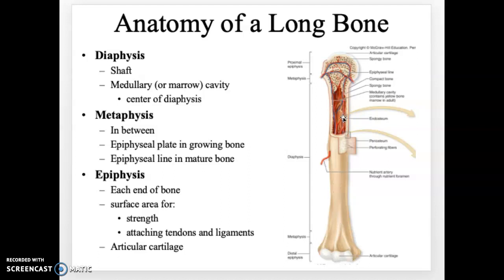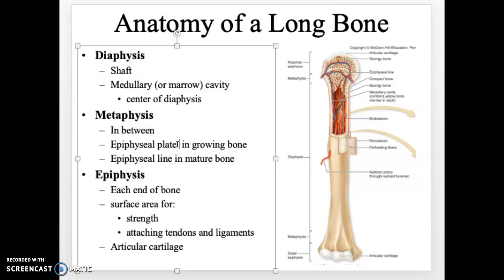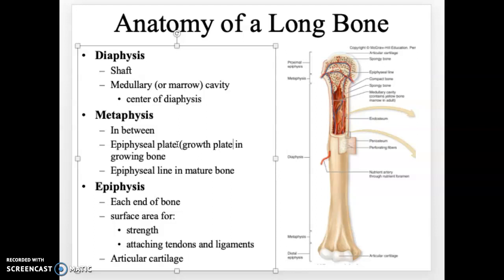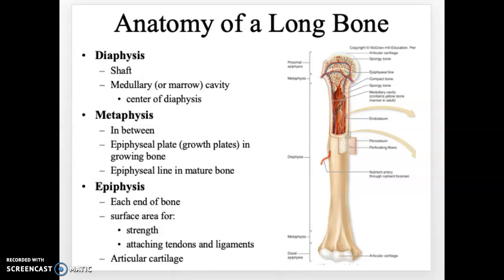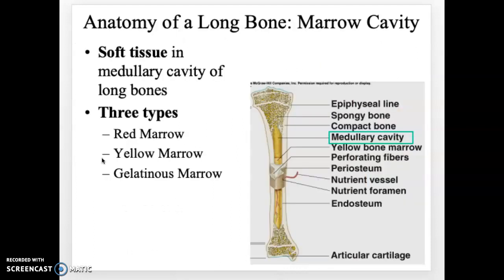In between the shaft and the end is what we call the metaphysis. And this is where your growth plates are. So epiphyseal plates are what you guys probably know as growth plates. This is the site of elongation of the bone during your growth spurts. Inside the bone, there's a cavity called the medullary cavity. This is where your bone marrow is. It's soft tissue in there.